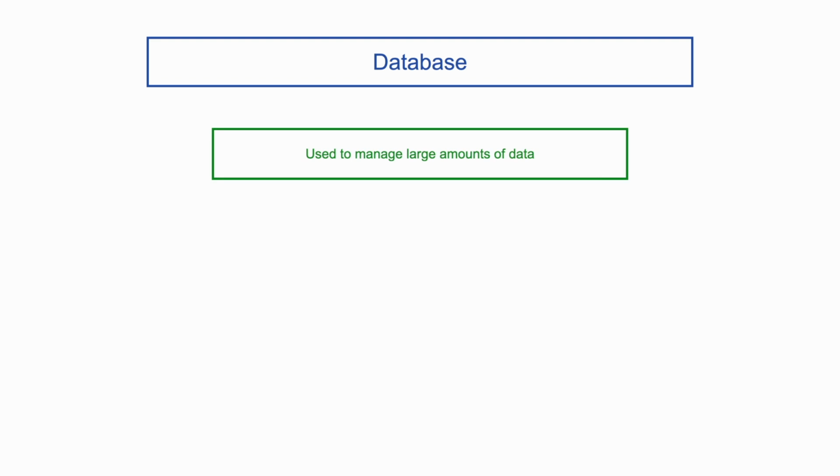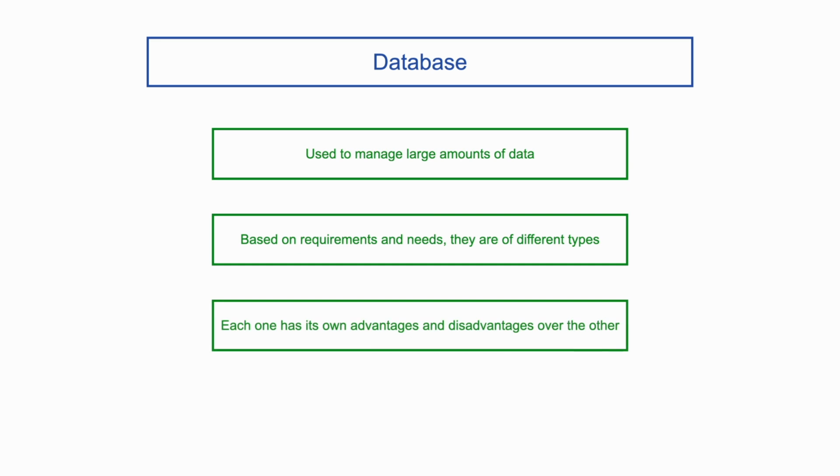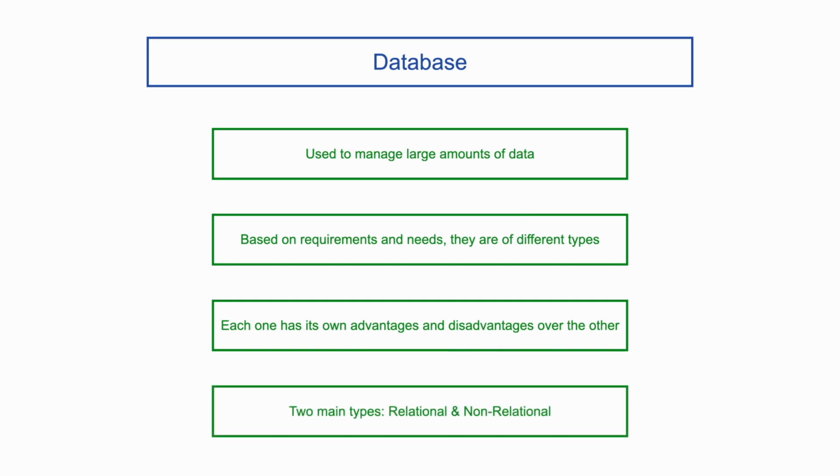Based on the requirements and needs, databases are of different types which serve different and unique purposes. Each one has its own advantages and disadvantages over the other. So, a company may use a combination of different types of databases if required. Databases are widely divided into two main types: relational and non-relational databases.